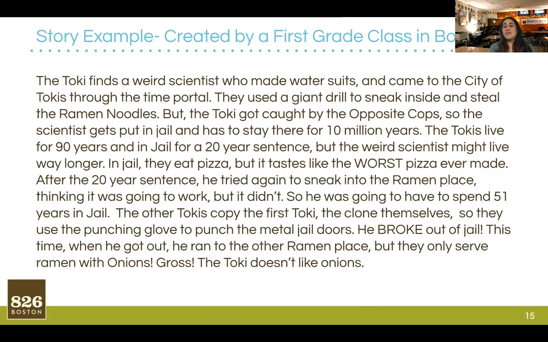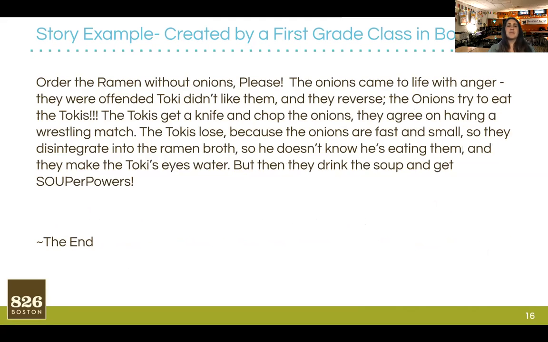He broke out of jail. This time when he got out, he ran to the other ramen place, but they only serve ramen with onions. Oh, gross. The Toki doesn't like onions. Order ramen without onions, please. The onions came to life with anger. They were offended Toki didn't like them, and they reverse. The onions try to eat the Tokis. The Tokis get a knife and chop the onions.